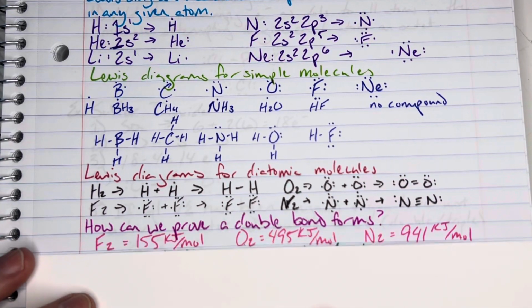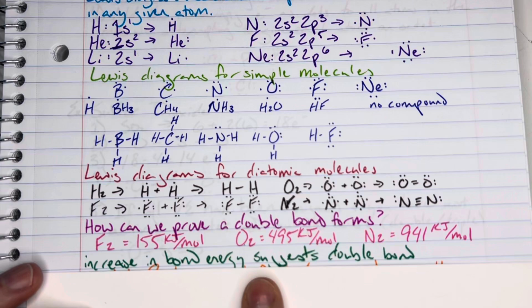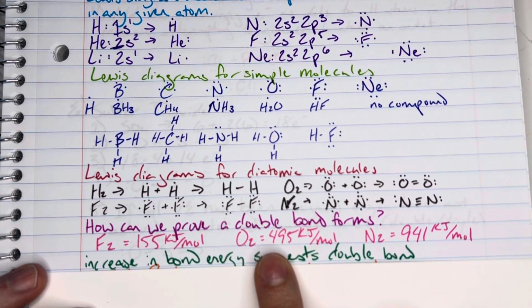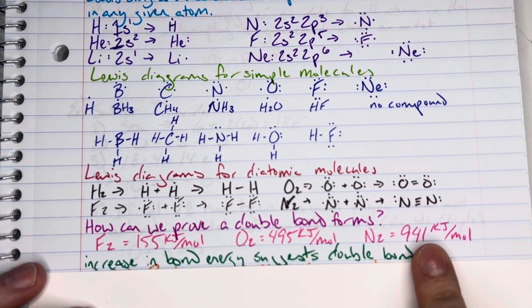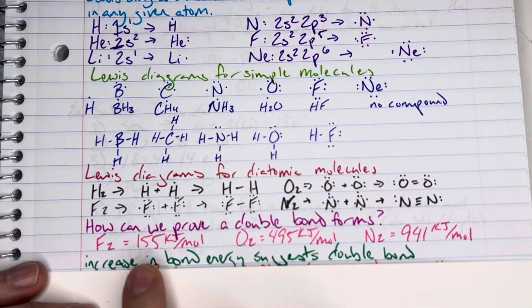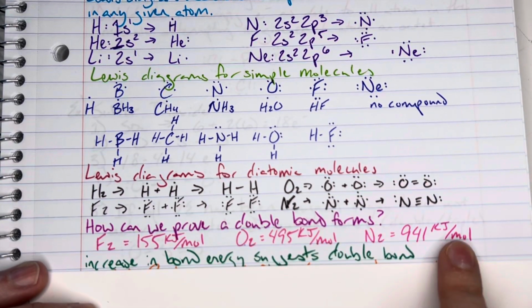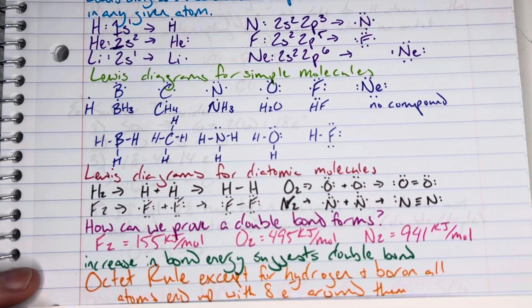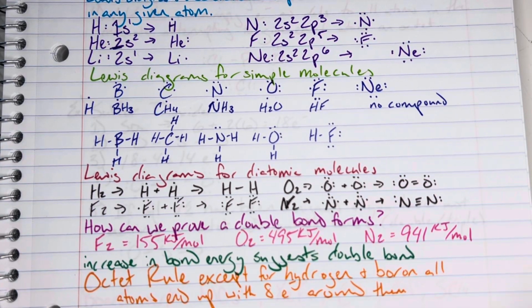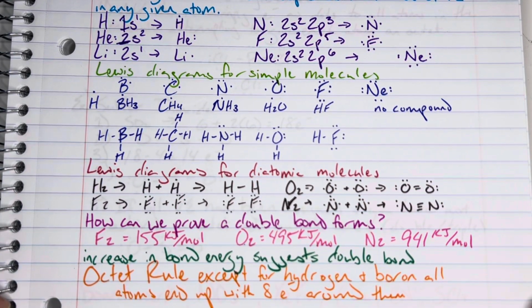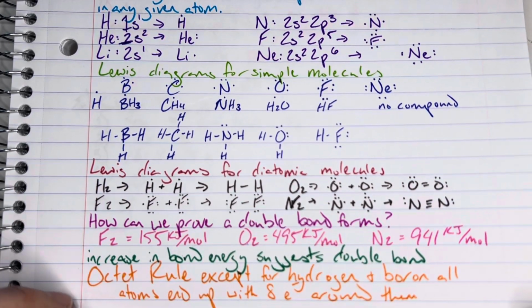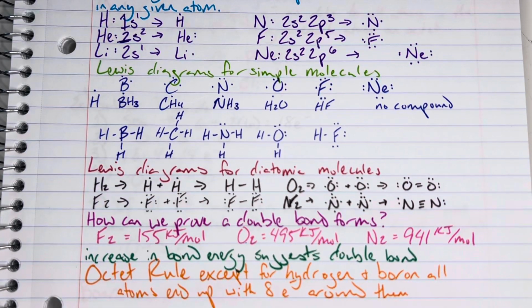We can prove a double bond forms based off of the bond energy. So fluorine, we can see that its bond energy was 155 kilojoules per mole, oxygen was 495 kilojoules per mole, and then nitrogen was 941 kilojoules per mole. So we can see an increase in bond energy between my single, double, and triple bond there. And then a reminder that the octet rule is going to apply, except for hydrogen and boron. Atoms are going to end up with 8 electrons around them unless they have an expanded octet.